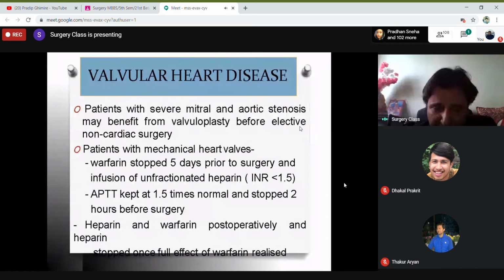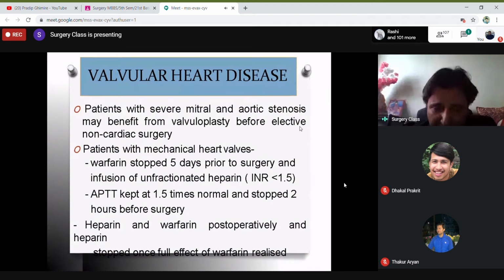Valvular heart disease. Some patients, you have heard about mitral stenosis or aortic stenosis. These are the two conditions which are a little bit critical when you are operating on the patient, mainly the aortic stenosis patient and the severe mitral stenosis patient. You have to be very, very careful. If the patient has a mitral valve prolapse and the ejection fraction is around 60-65%, then you may see, okay, it is all right.